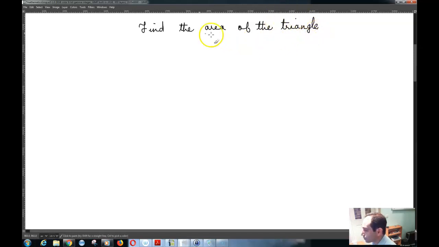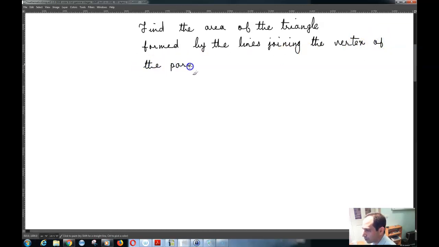Number 6 is: find the area of the triangle formed by the lines joining the vertex of the parabola x squared is equal to 12y to the ends of its latus rectum.